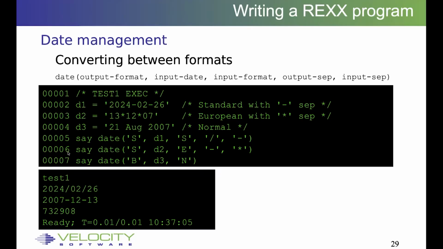The next example, on line 6, takes a European format date. That's what D2 is. And we're going to change it to standard format, converting the asterisks to dashes. And that's what this shows us, this date in standard format. And we have this normal date in normal format in D3, but on line 7, we're going to take the normal format date and convert it to the base date.